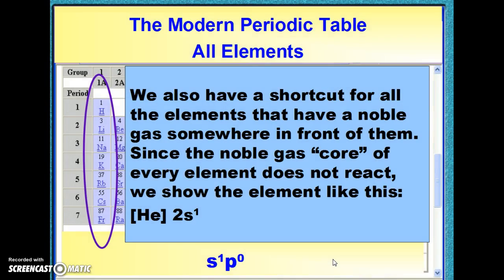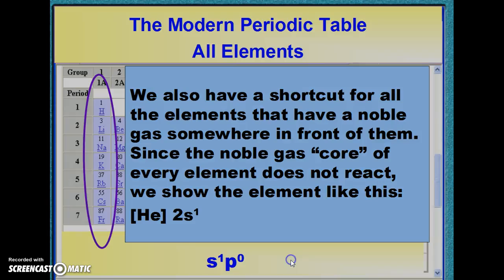Now we have a shortcut for all the elements that have a noble gas somewhere in front of them. Since the noble gas core of every element does not react, we can show every element like this. The noble gas core, in this case helium, along with the characteristic electrons of the next energy level.